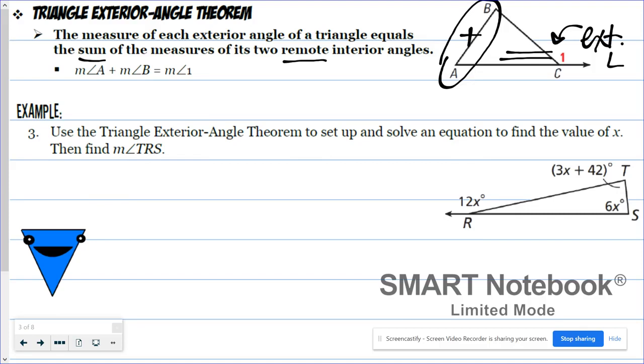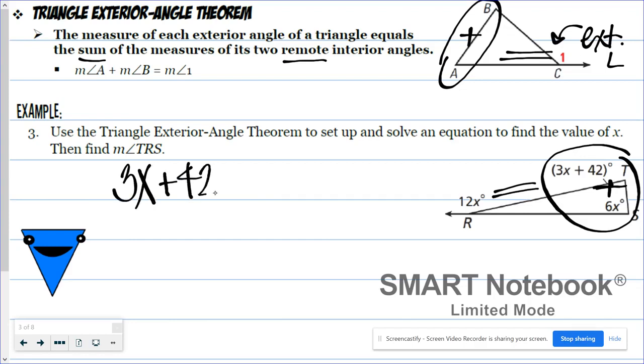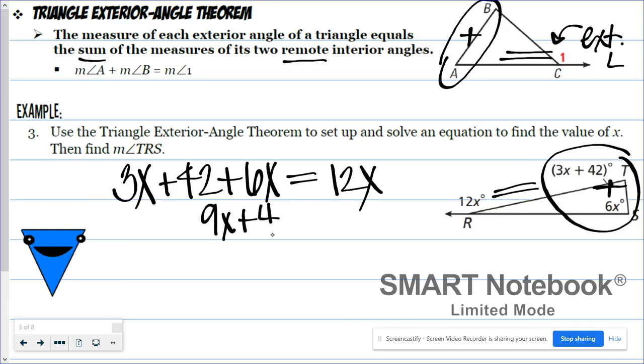So I can apply the triangle exterior angle theorem in number 3. I'm going to set up and solve an equation to find x. The exterior angle theorem says that the sum of these two remote interior angles is equal to our exterior angle. So we're going to have 3x plus 42 plus 6x equals the exterior angle of 12x. Combine like terms and then get the variable all by itself.